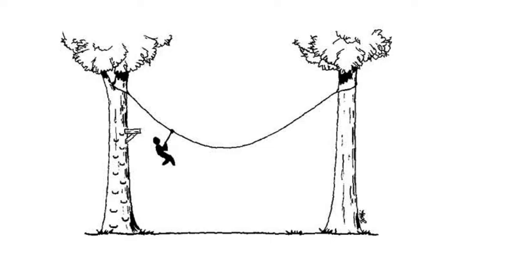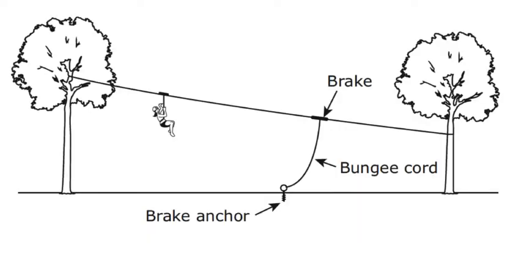Another is a handbrake the rider uses as they near the end of the line. A third option is a special brake that is attached to the cable and brake anchor by a bungee cord that slowly reduces the rider's speed.